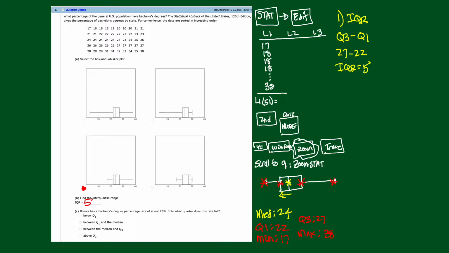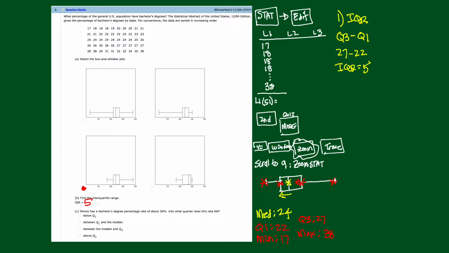Part C is telling us that Illinois has a bachelor's degree percentage rate of about 26%. Into what quarter does this rate fall? Okay, well, look, 26%. Let's come over and look at our picture. Right here is the minimum. That's 17. We're higher than that. This first quartile, Q1, is at 22. We're higher than that. You come over here to the median. The median is 24. We're higher than that.